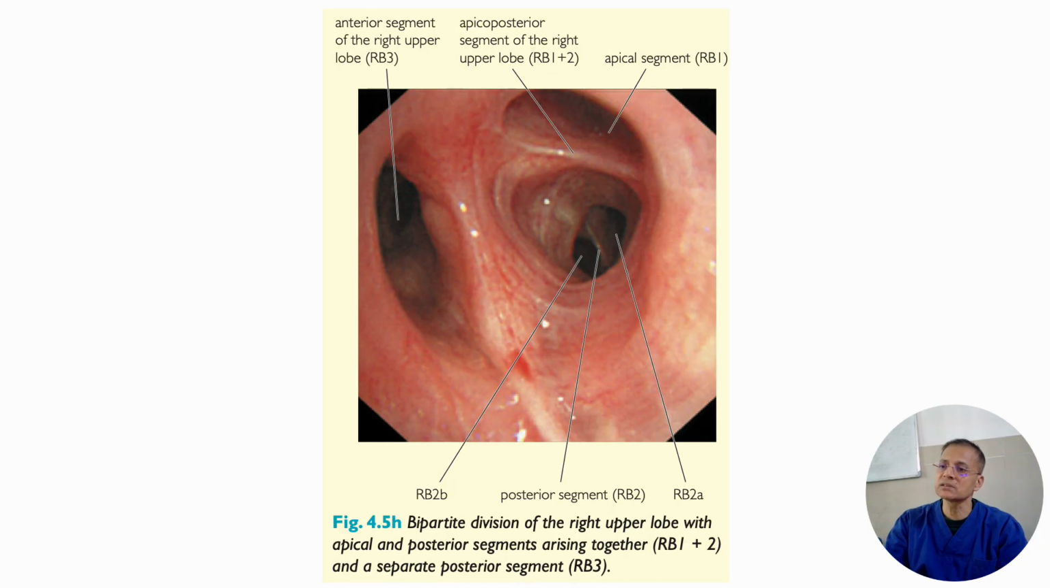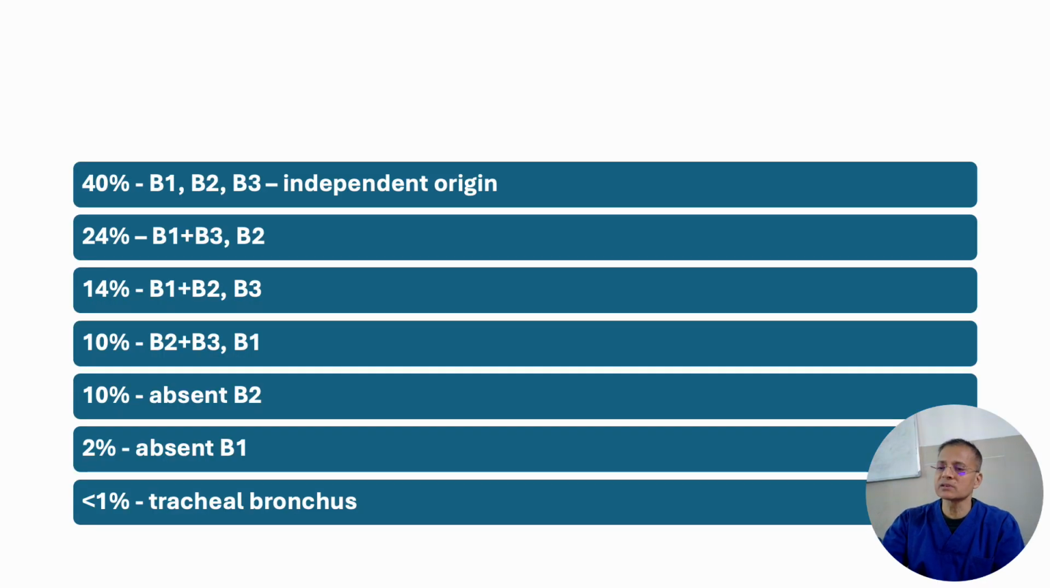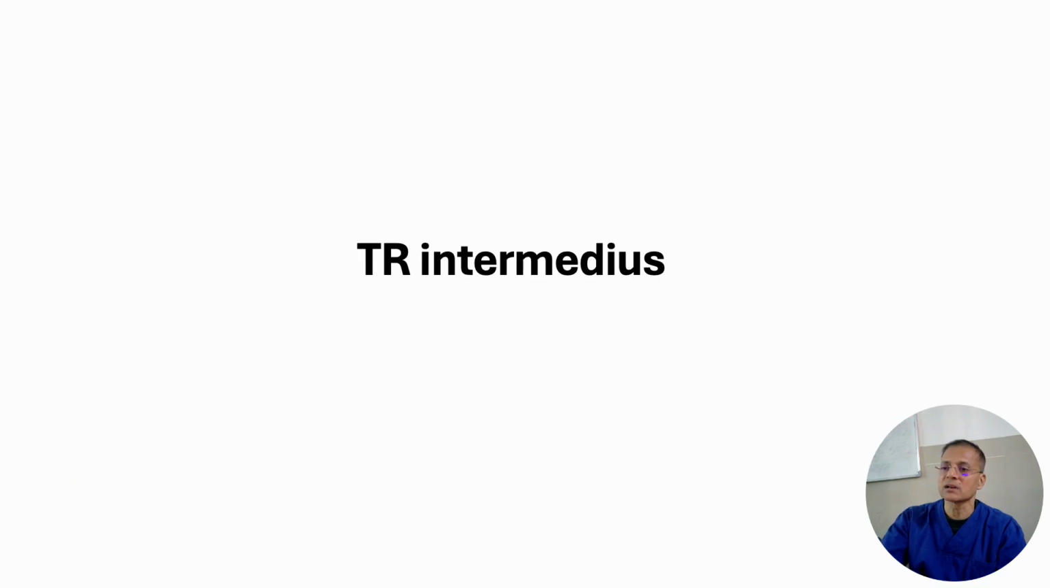Similarly, here you can see this is the right upper lobe carina. B1 and B2 again has arisen as a common trunk. Similarly, there are four types of variation, so the main variation may happen. So in summary, in the right upper lobe, only in 40% of the cases B1, B2, B3 arise as separate independent origins. Otherwise, there will be some combination like that shown here. In less than 1% of cases, a tracheal bronchus may be there, like I showed in the last lecture.